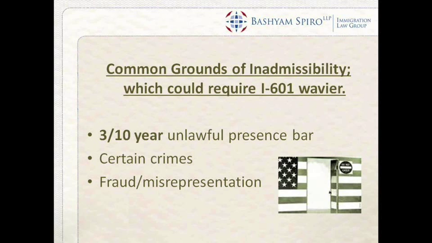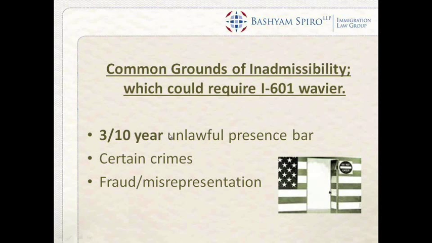Sure. Let's say that you enter the United States as a visitor. You're given 6 months, and then you overstay by a year. If you were to leave the country, the minute you step foot out of the United States, you have triggered a 10-year bar to re-entering the country. And so that's one of the most common things that happens.